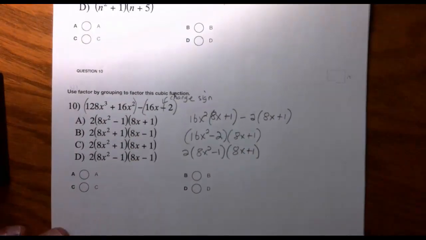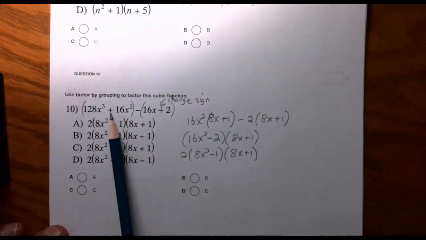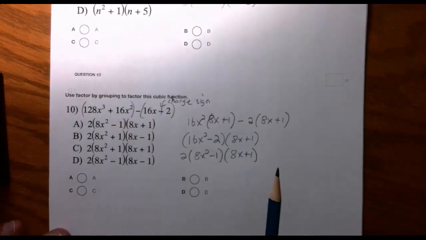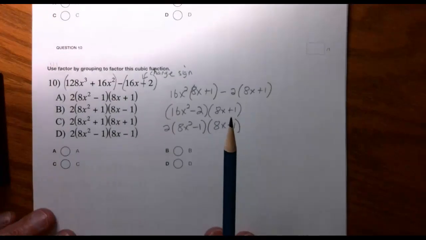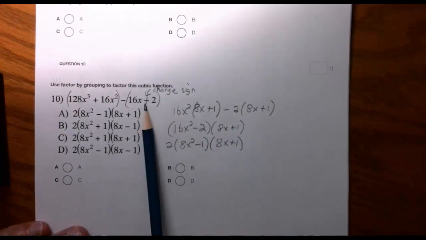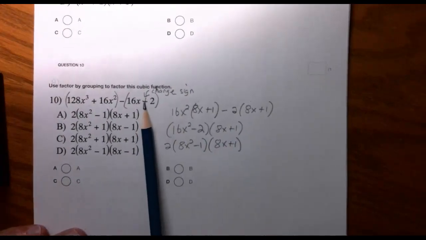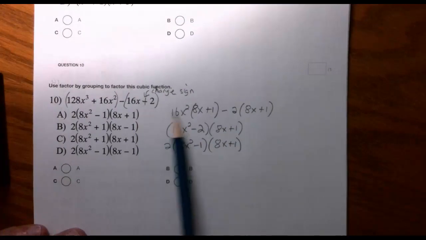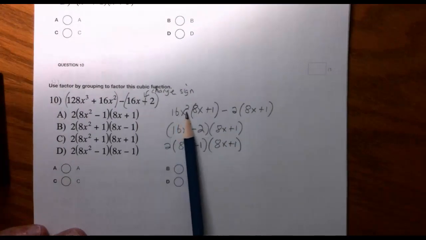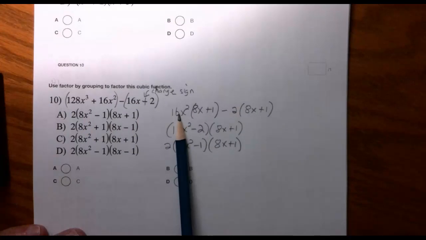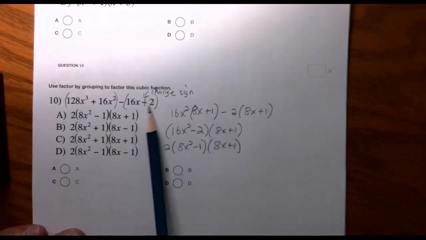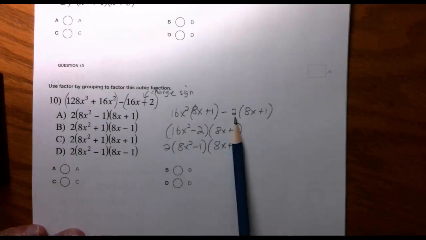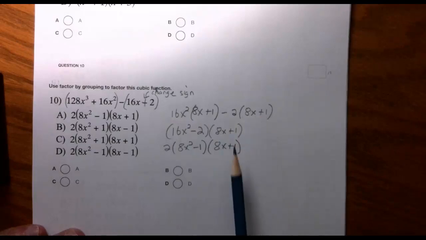Our last one, group into two binomials again. Because that's a negative, change that sign. Okay, I'm changing that sign right there to a positive. All right, the common factor here is 16x squared. So that just becomes 8x plus 1. And the common factor here is 2. So that becomes 8x plus 1.